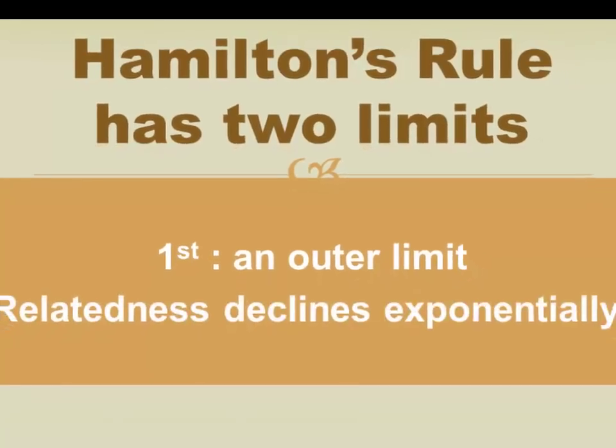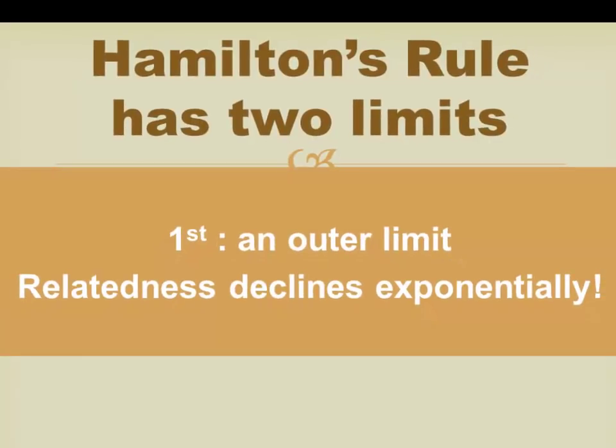It seems at first that this is the answer to all of the problems of social life, simply to live with relatives. But that turns out to not be the case. There certainly is selection for living with relatives, but there's also limits to this. And the first one we're going to talk about is the outer limit of Hamilton's rule. I think I'm the only one who calls it that.